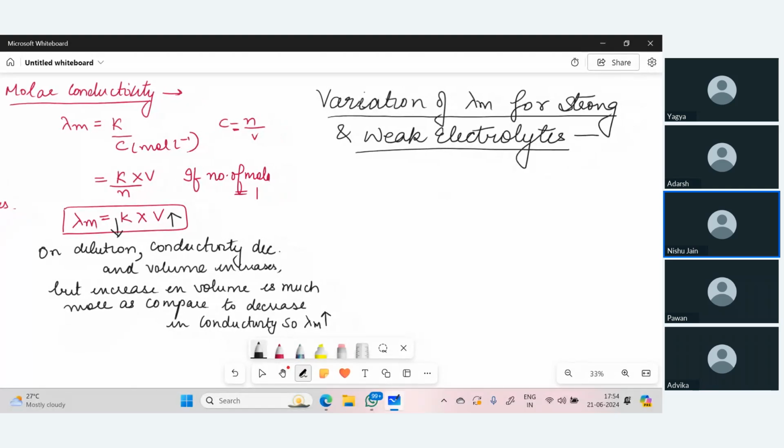Now first thing, what is strong electrolyte and what is weak electrolyte? Pavan, tell me. Ma'am, difference between strong and weak electrolyte.